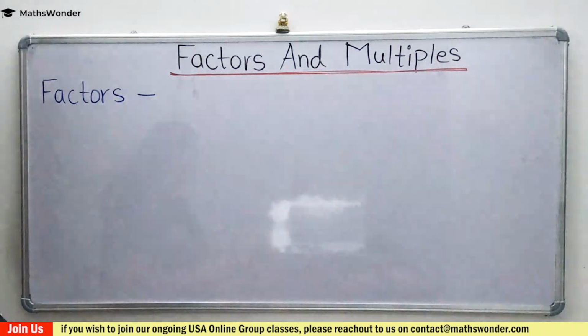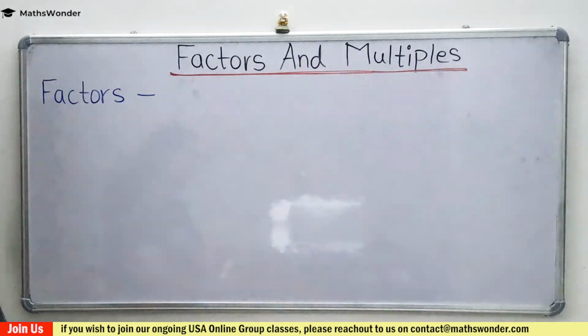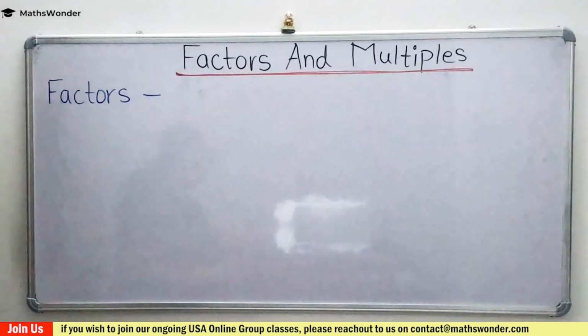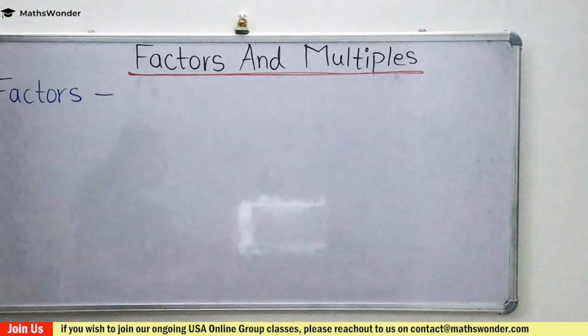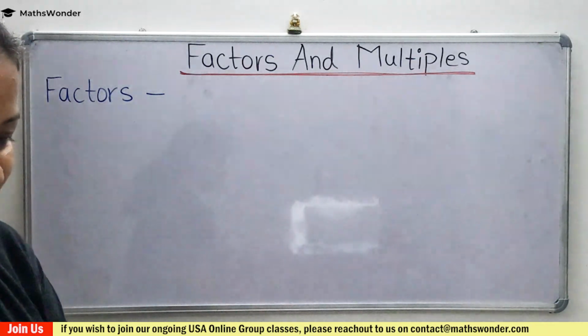Okay. So today's topic is factors and multiples, which is a very important topic. Without factors and multiples, we can't do anything in mathematics. So what are factors? Factors are when a whole number completely divides a given number without leaving any remainder, then it is said to be a factor of the given number. How? I'll explain it.